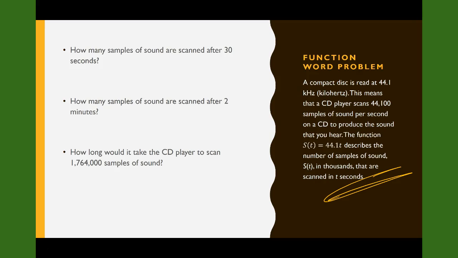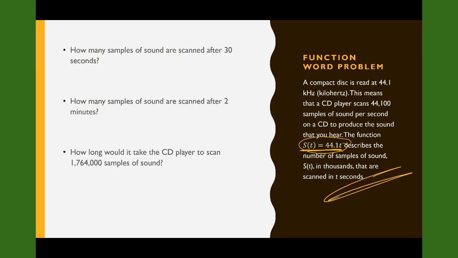sound that you hear. Now the function in this one they give us, and here's another way to represent this function, through a formula. S of t is equal to 44.1 t, and it describes the number of samples of sound, S of t in thousands, that are scanned in t seconds. So in this one, S of t, the number of samples of sound in thousands, is a function of time t, which is in seconds. And to figure it out, all we have to do is multiply the time in seconds by 44.1.